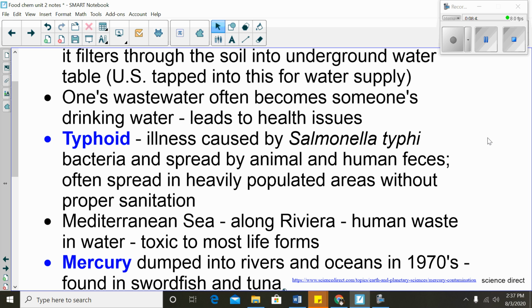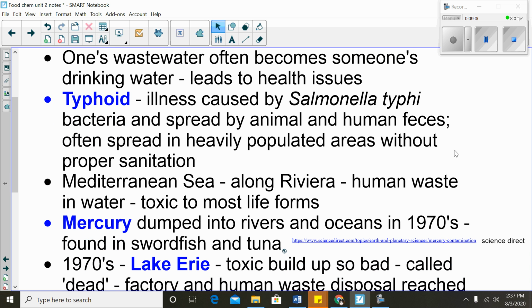So oftentimes people are using the same water source to clean as well as to drink from. That's not exactly the best situation. Oftentimes people cannot help this if they only have one source of water and there's no plumbing, so it's just a huge issue. Now I just want to point out some other issues. The Mediterranean Sea along the Riviera, if you know anything about the Riviera, it's a very wealthy area, so a lot of people go there, but that means there's a lot of human waste in the water, and that makes it toxic to most life forms.